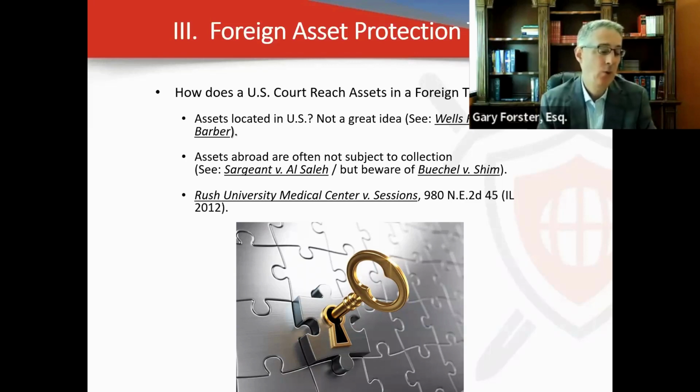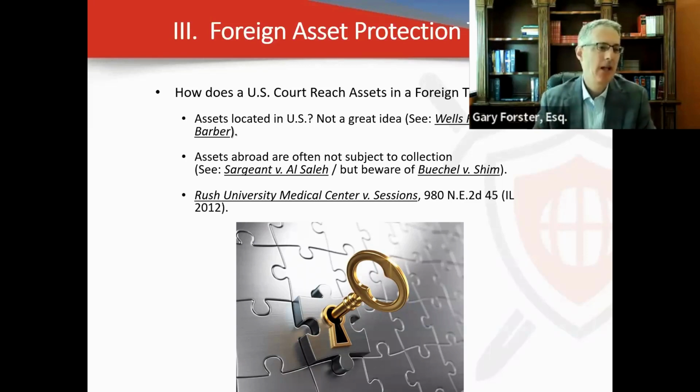And that was a huge debtor win, but it's been overturned in the Shim case, which was a similar set of circumstances, but it was a Korean asset. The asset was in Korea. Bushell wanted the asset. The court said, well, we're going to send this up to appeal. And it turned out that Bushell won.